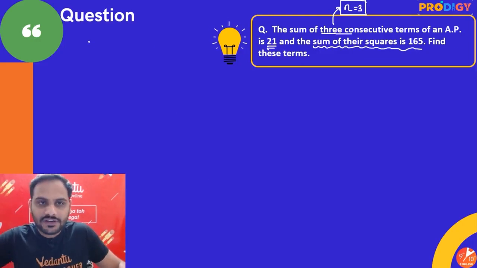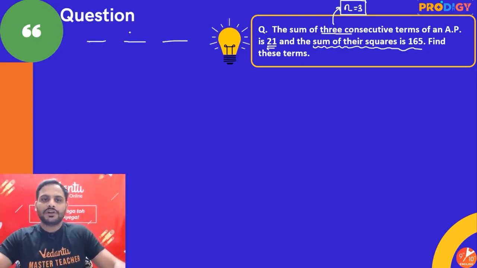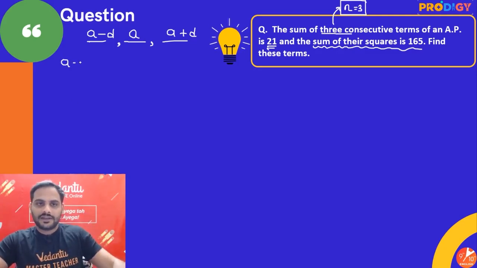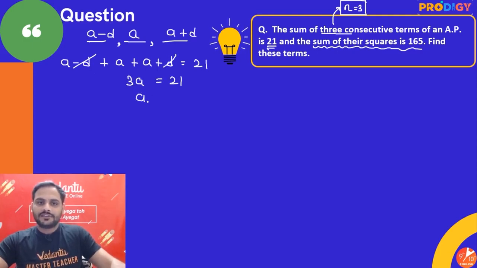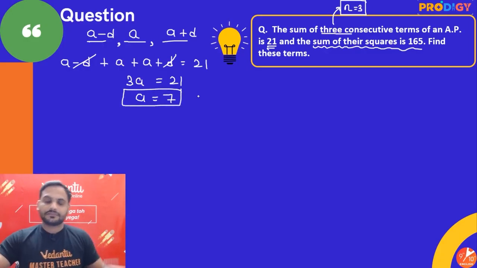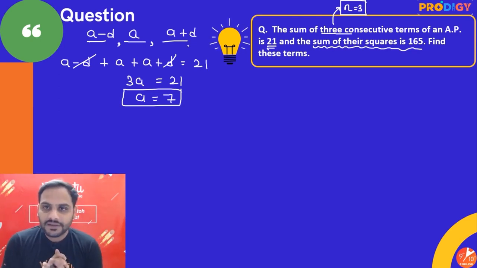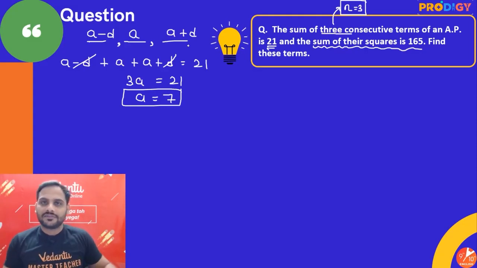So here I have three terms. I have clearly told you, take the middle term as A, here A plus D and A minus D. These will be my three terms. First thing, the sum of these terms is 21. So I can say A minus D plus A plus A plus D. The sum of these three terms is 21. D got cancelled. 3A is 21. So I can say A is equal to 7. So now I can say my terms are 7 minus D, 7 and 7 plus D. The middle term is 7.